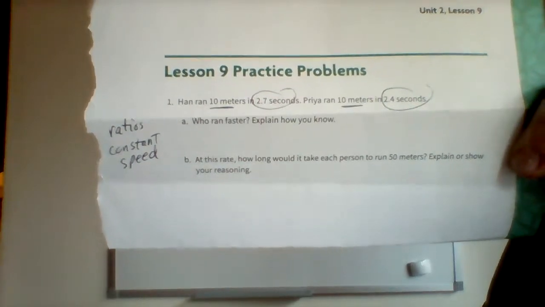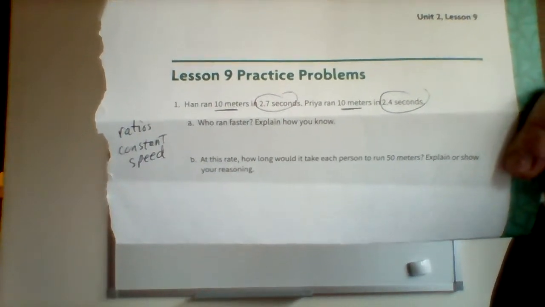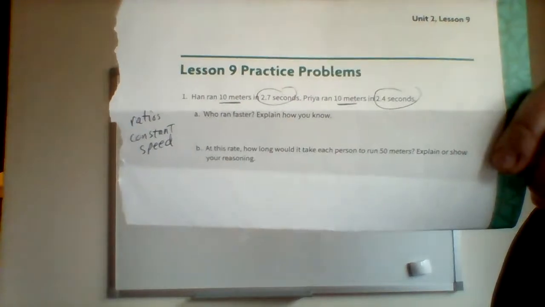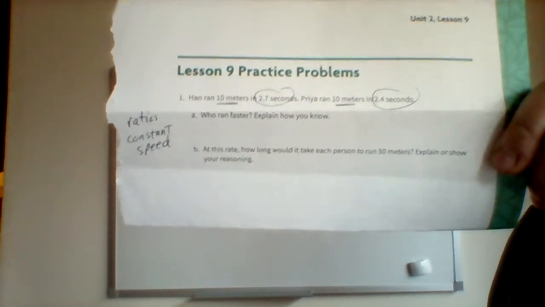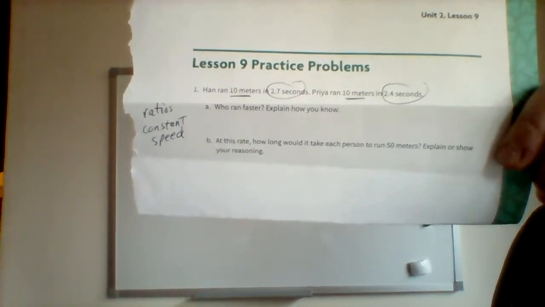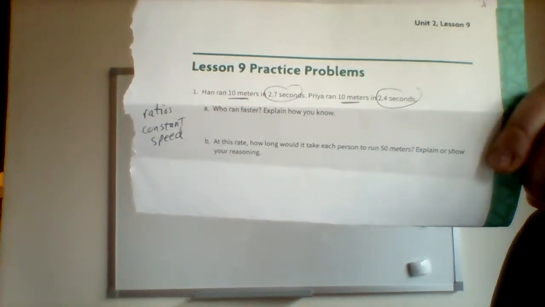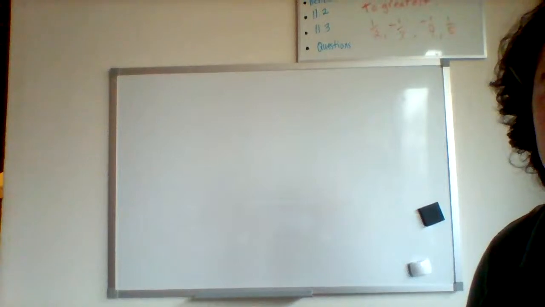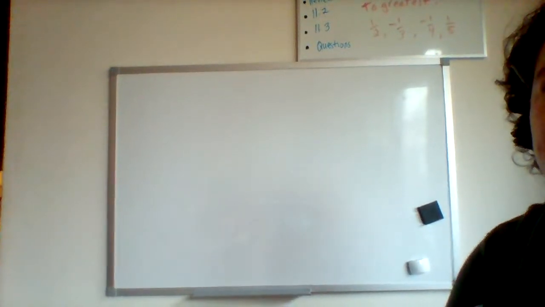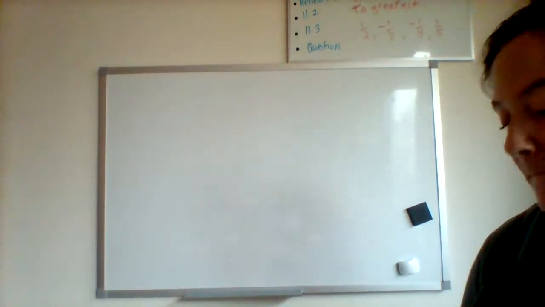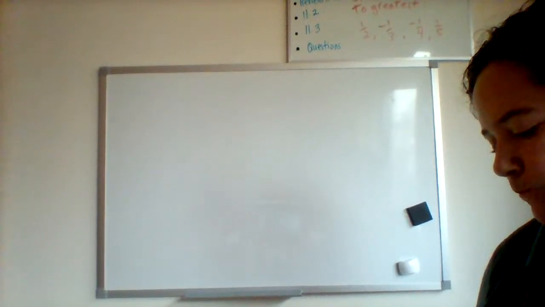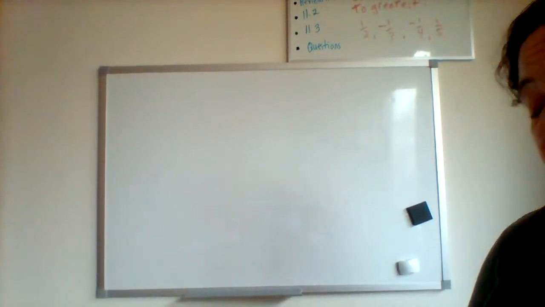All right, so I underlined 10 meters because 10 meters is what stayed the same. That means that these 2 people ran the same distance. What changed was their time. So who ran faster? Right? You should say Priya.